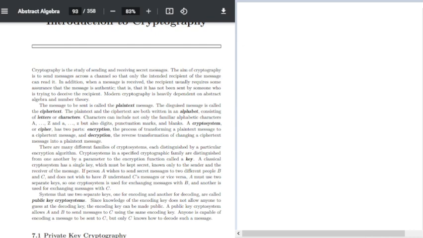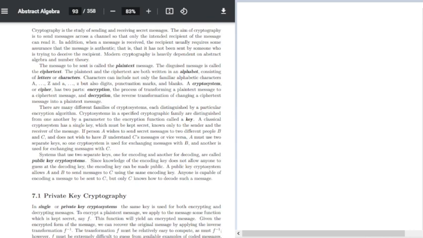The aim of cryptography is to send messages across a channel so that only the intended recipient of the message can read it. In addition, when a message is received, the recipient usually requires some assurance that the message is authentic. That is, that it has not been sent by someone who is trying to deceive the recipient. Modern cryptography is heavily dependent on abstract algebra and number theory.